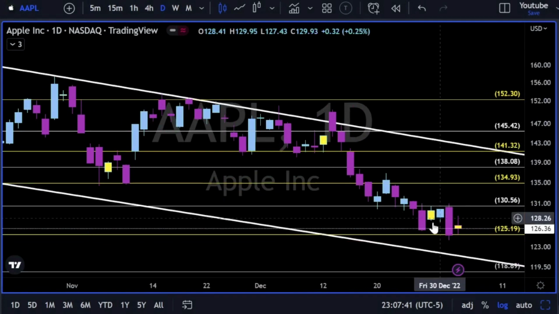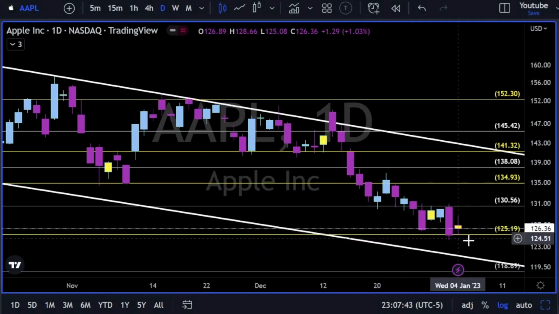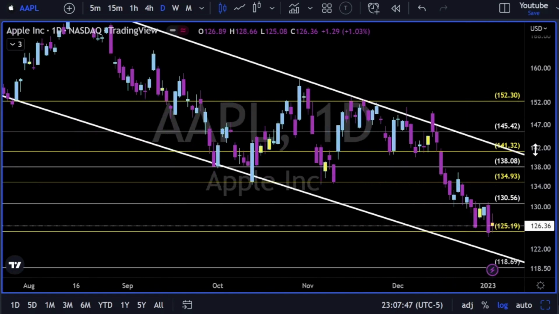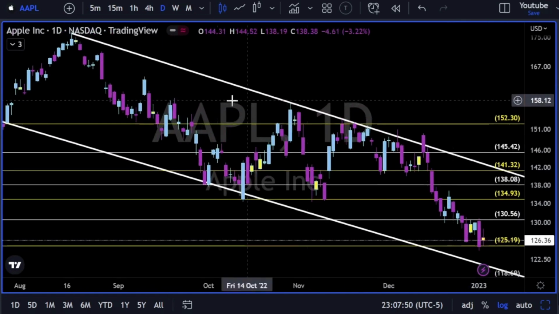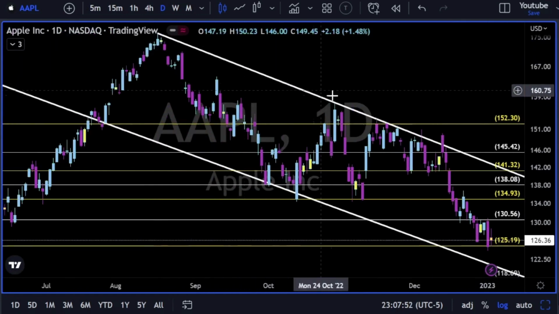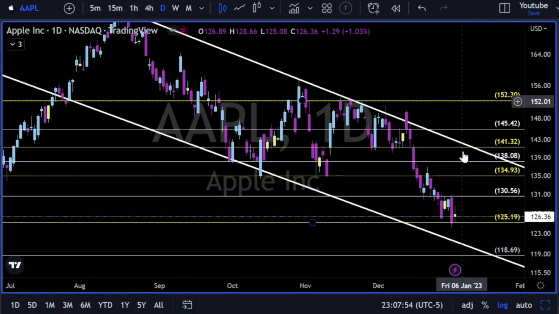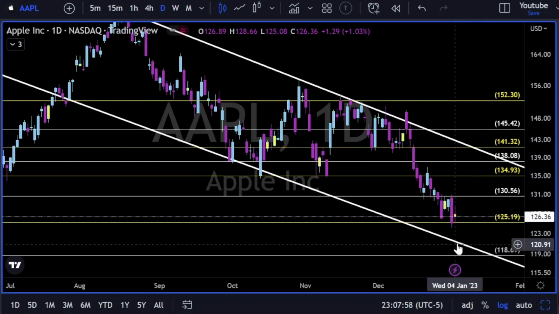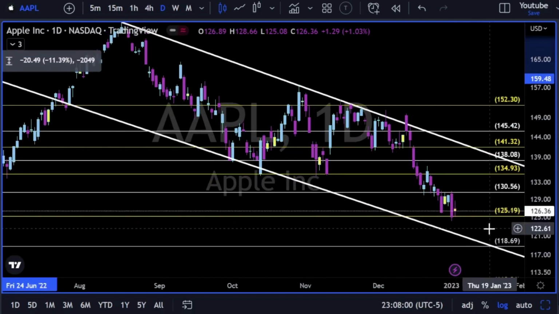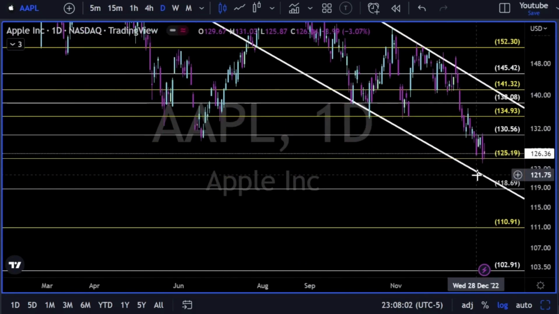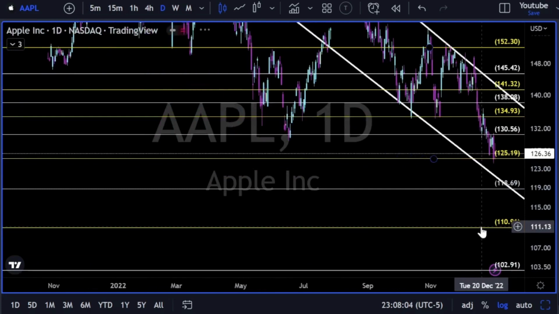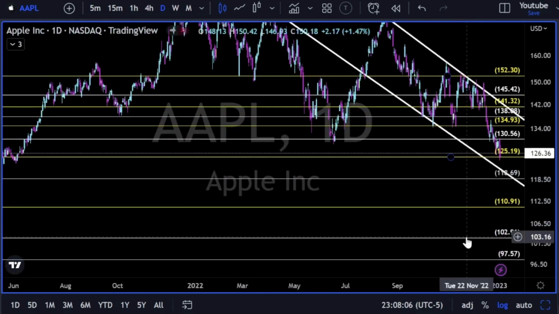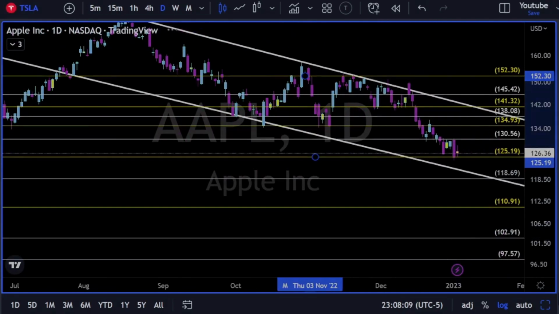Apple, Doji, inside day of the 125. Bears are in full control in this market in general. Failing to hold at 125, we will see this trend line getting retested, and breaking below this trend line, Apple will go to the 110 and maybe even to the 100.